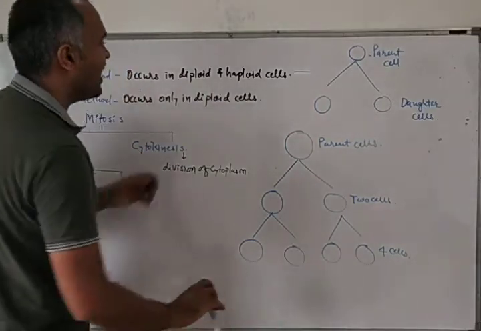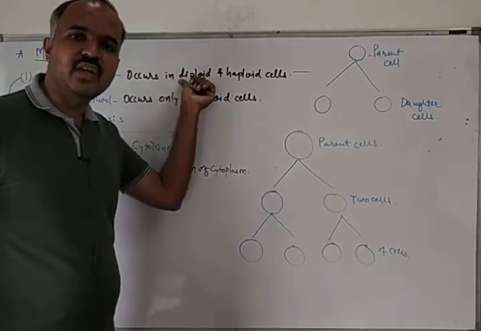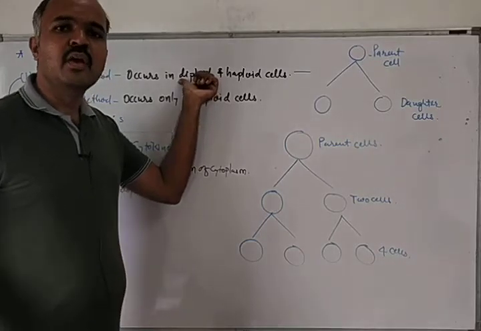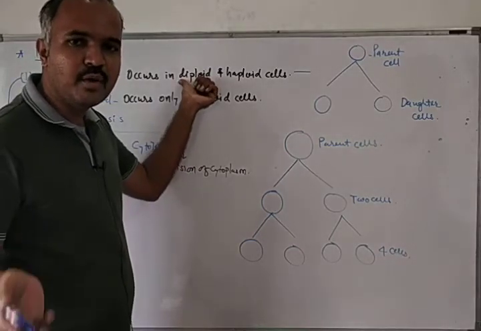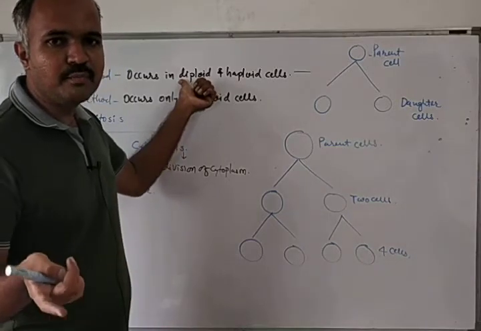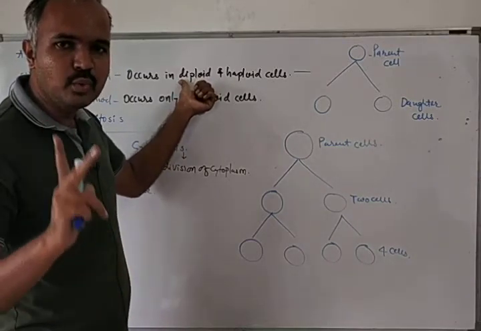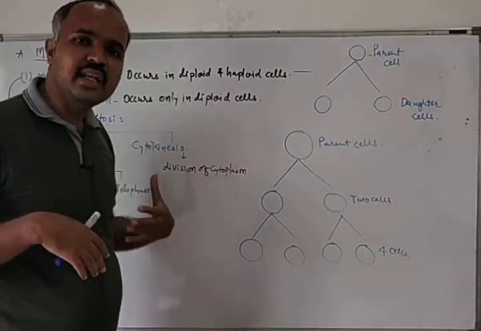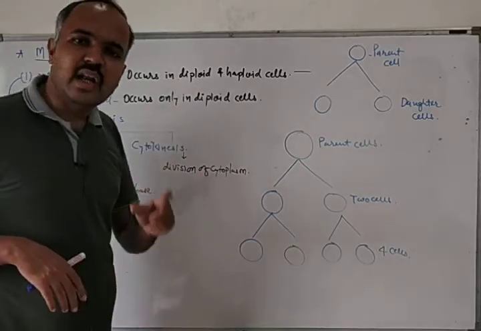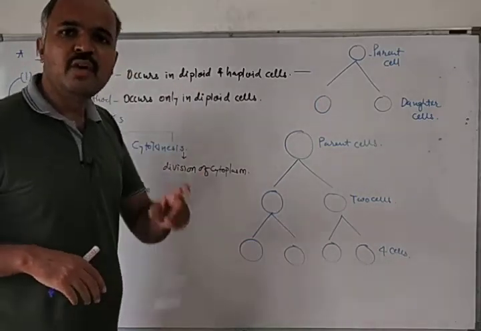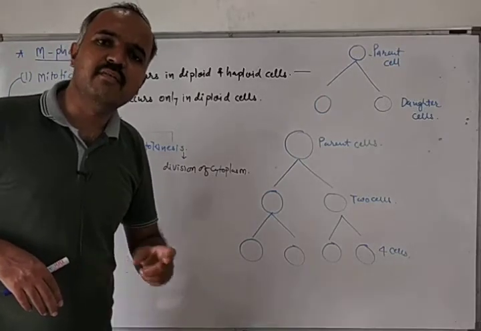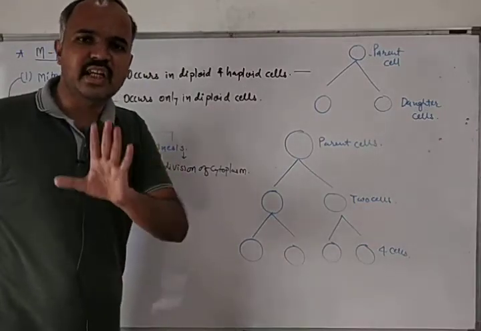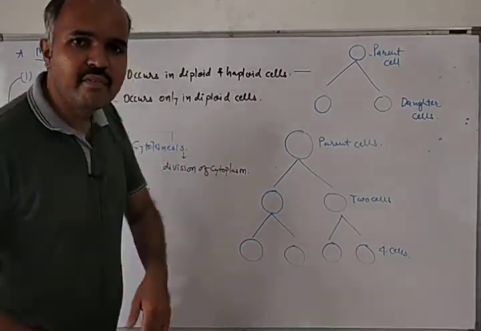A diploid cell is a cell which has two sets of chromosomes. We receive one set of chromosomes from our father and one set from our mother. So in this manner we have two sets of chromosomes, and we can say that we are diploid in nature. Whereas a haploid cell has only one set of chromosomes.